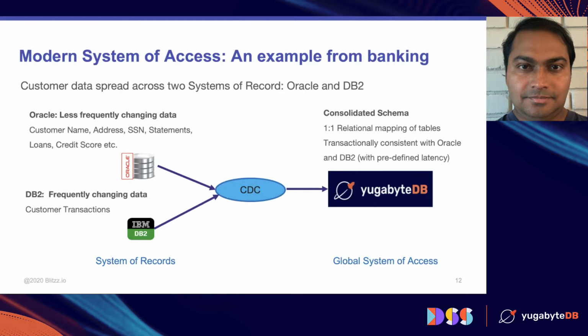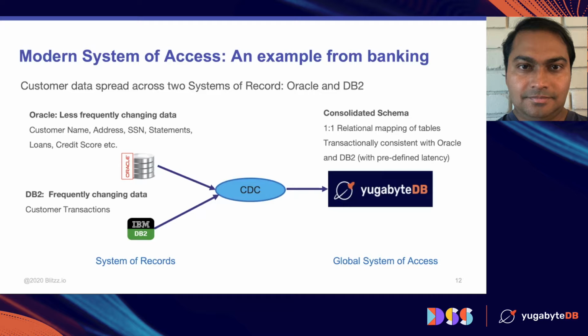And then in the target global system of access, you could have a consolidated schema. You could have one-to-one relational mapping of all your tables in one database. And each of these tables can be kept transactionally consistent with Oracle and DB2. And of course, because we're doing heterogeneous replication, there's naturally a predefined latency of a few seconds that is expected when you move data across.